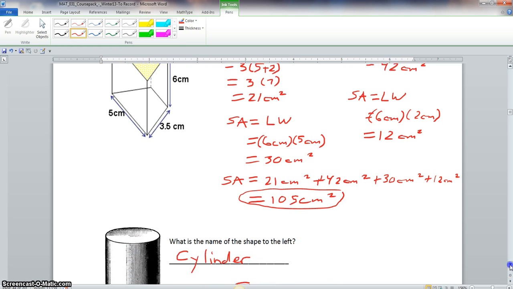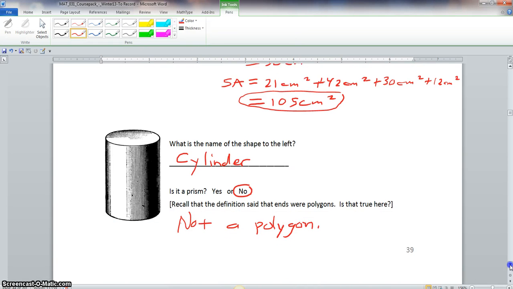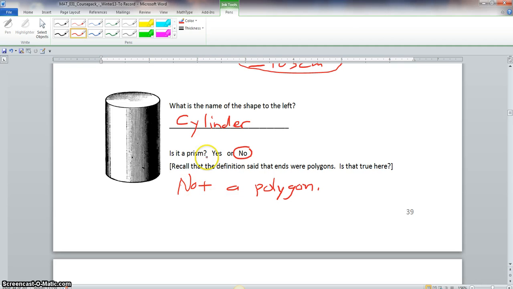Now we scroll here to this next problem. It says, what is the name of the shape to the left? This shape is a cylinder. It says, is it a prism? No. Recall that the definition said that the ends were polygons, and we know this is not a polygon. Is that true here? No, so it's not a polygon.